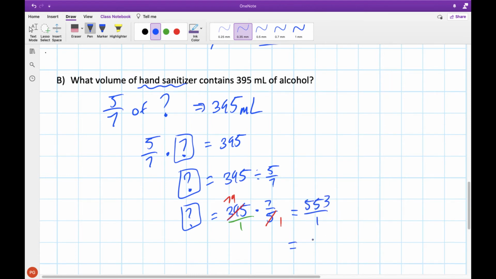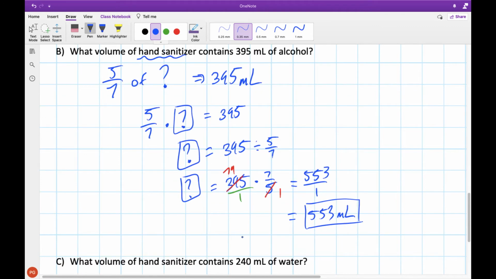In other words, 553. So the volume of hand sanitizer we need for 395 milliliters of alcohol would be 553 milliliters. So this is how much hand sanitizer you need to get this much alcohol. Our last question here is asking for the volume of hand sanitizer, just like this one. But now we're looking for it to contain 240 milliliters of water.